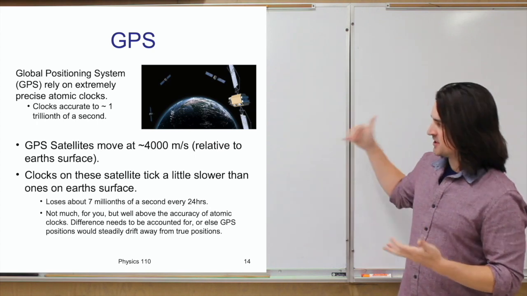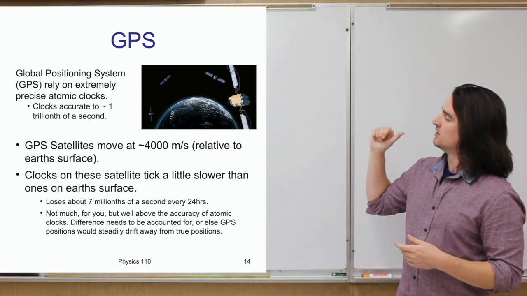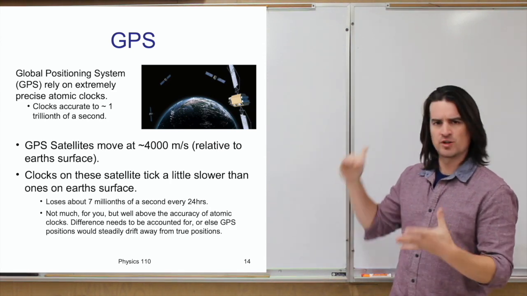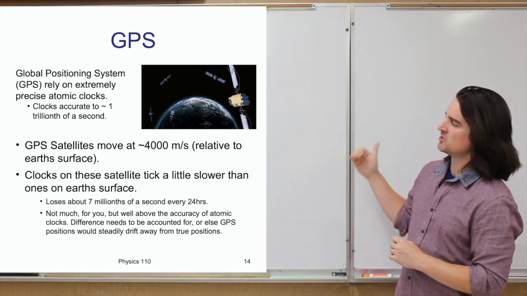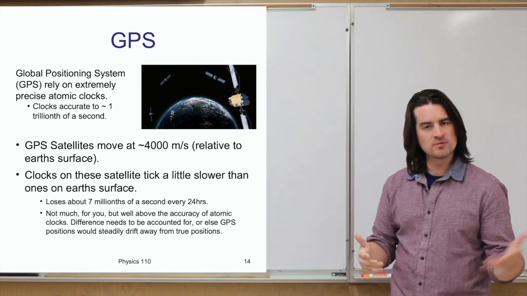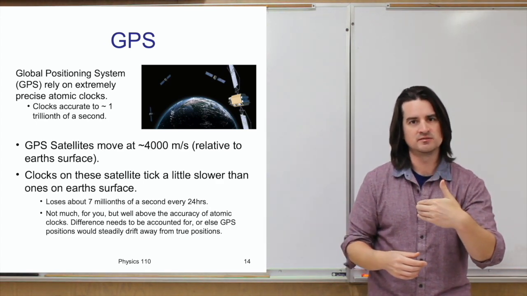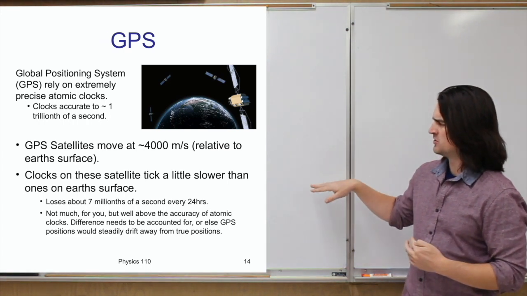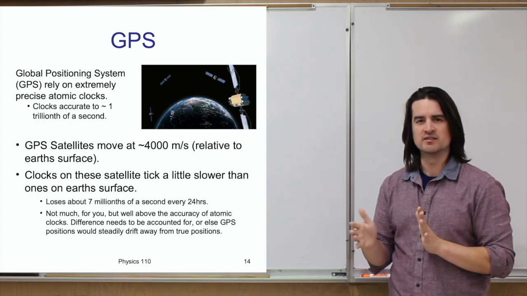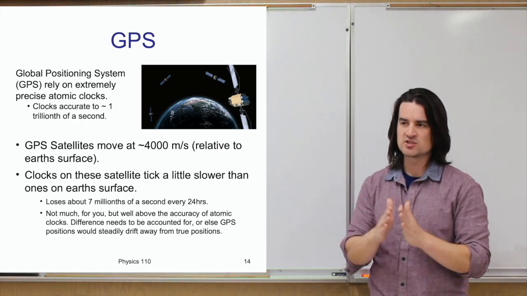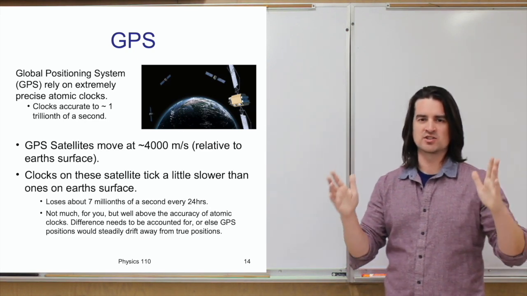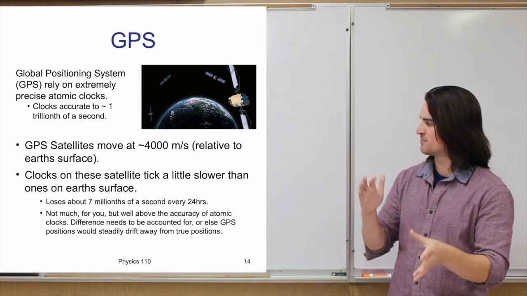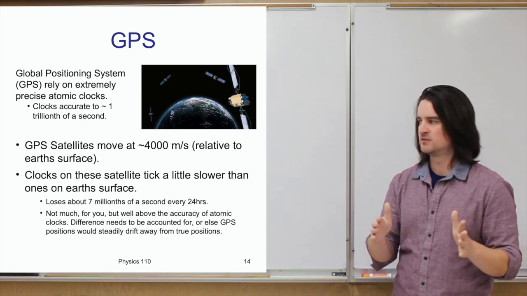So GPS satellites, right? They're satellites that are moving along, and it turns out that they move at about 4,000 meters per second. And again, that's relative to the surface of the Earth. And so clocks on the satellite are going to tick a little bit slower because they're moving at that fast rate. As it turns out, those clocks will lose about 7 millionths of a second every 24 hours. Right? So because they're taking longer each tick, they're actually losing a little bit of time relative to the clocks on the Earth. So every 24 hours, it's about 7 millionths of a second off.